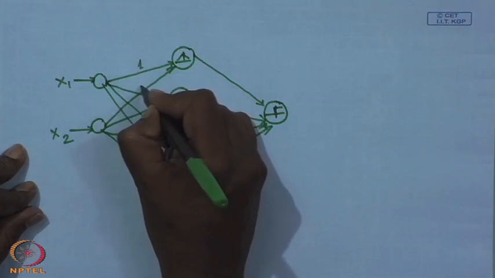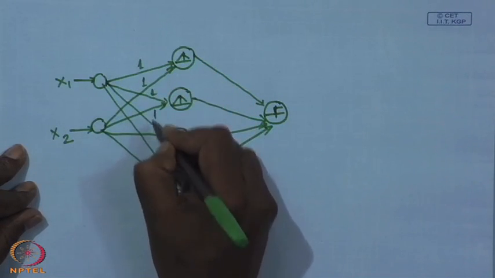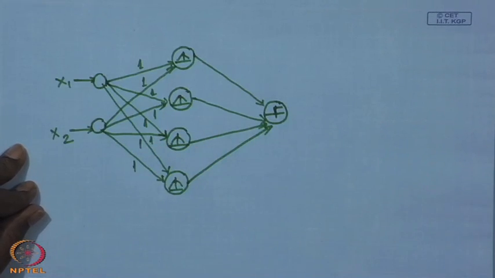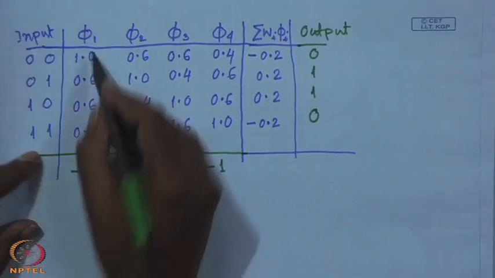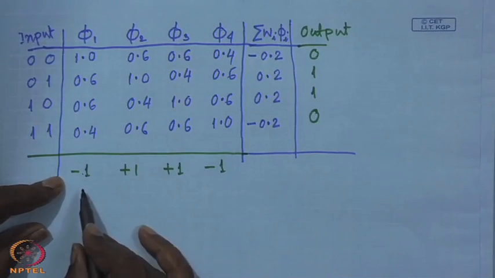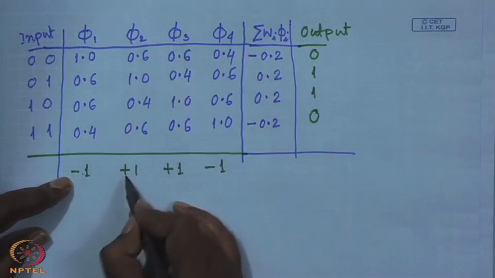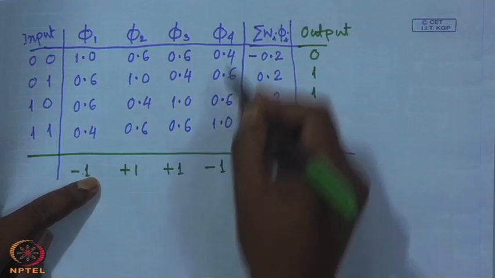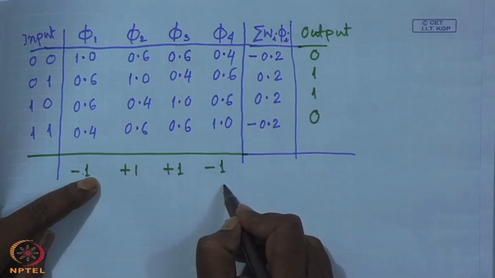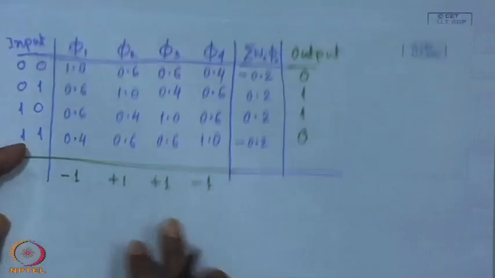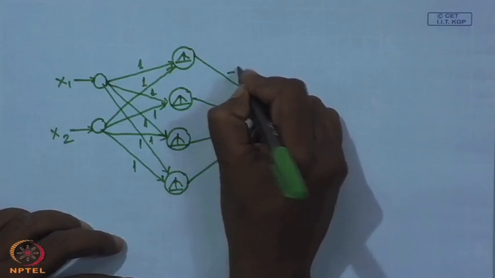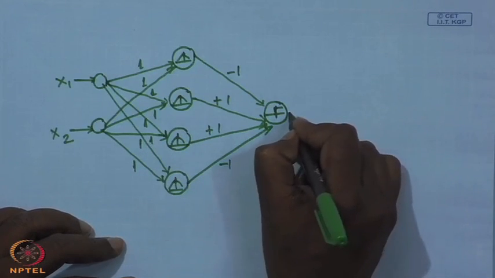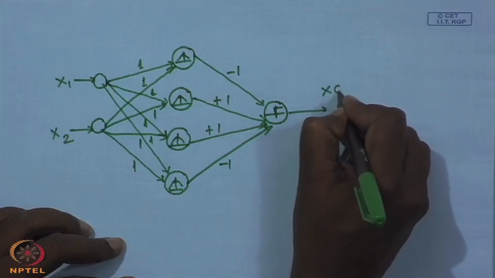Here each of these connections has a connection weight equal to 1. And over here, as you can see, phi 1 to the output layer node has a connection weight of -1, phi 2 to the output layer node has a connection weight of +1, phi 3 to the output layer node again has a connection weight of +1, and phi 4 to the output layer node has a connection weight of -1. So here the connection weights are -1, +1, +1, -1, and this output actually gives me the XOR function.